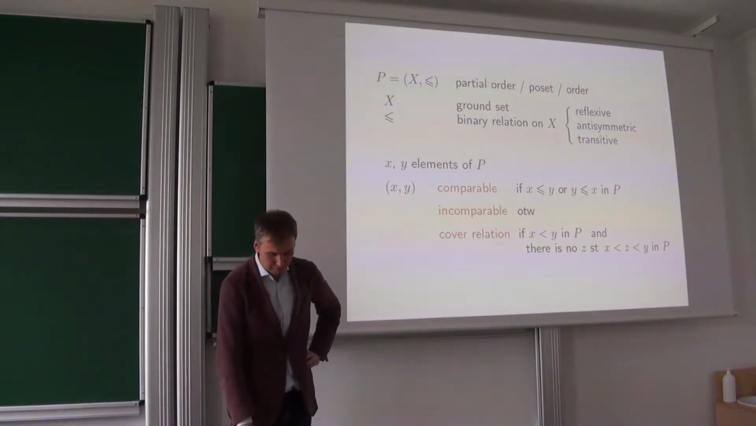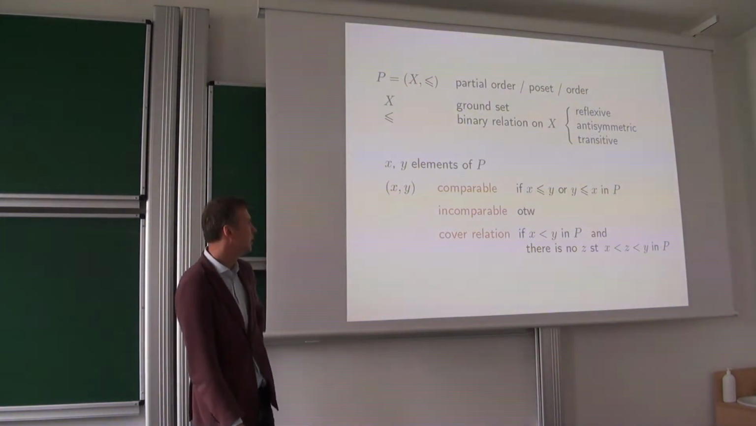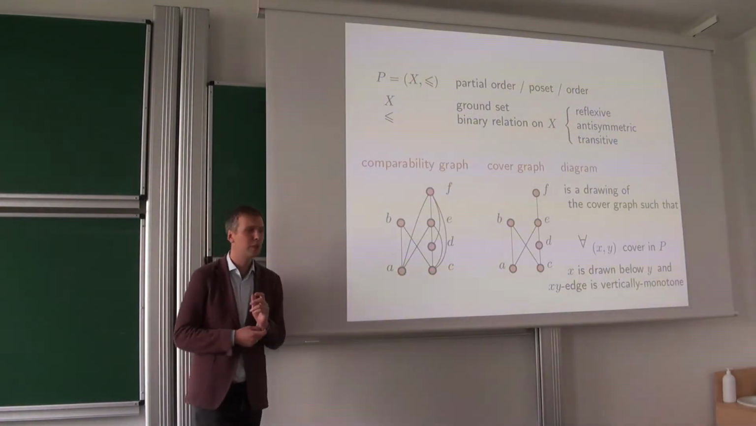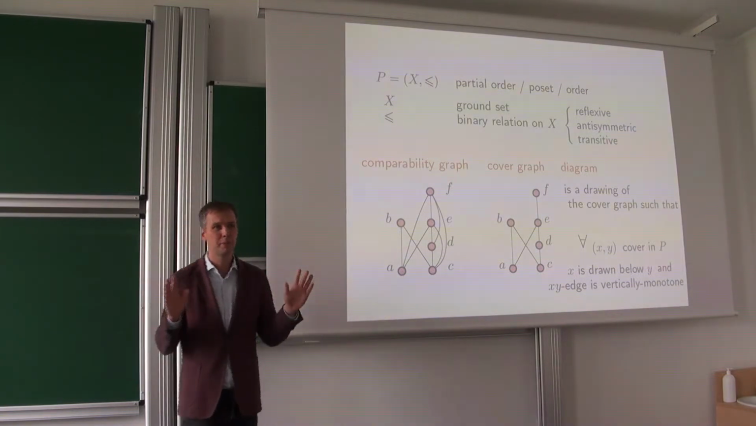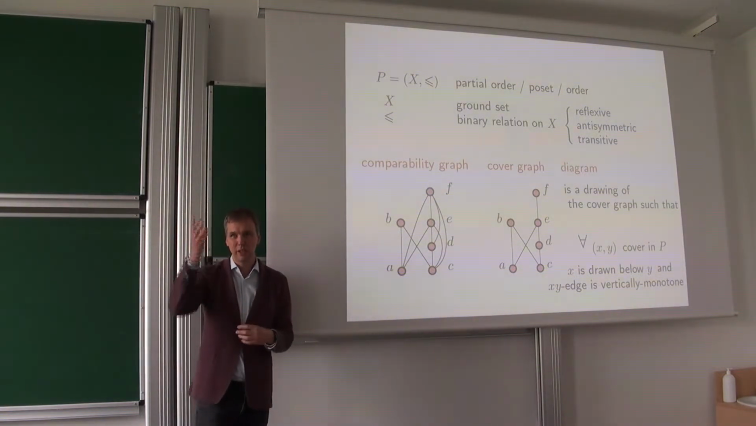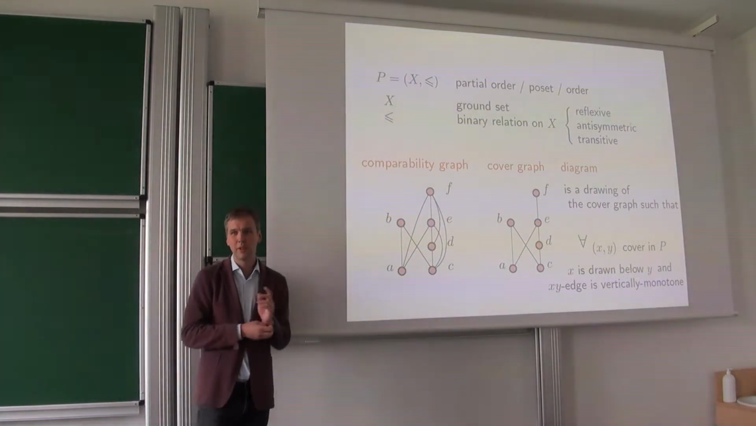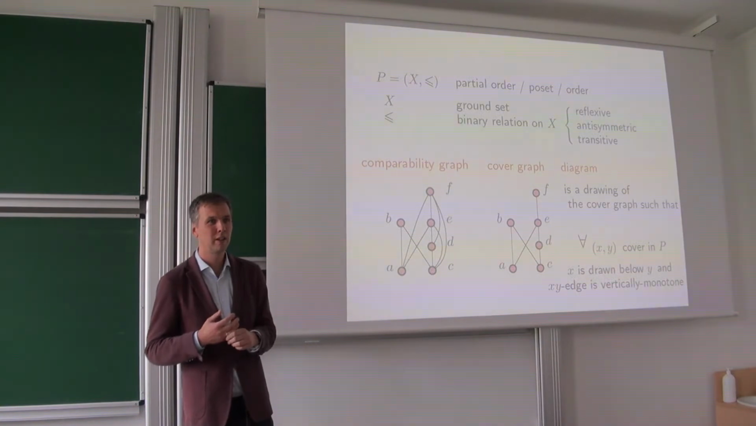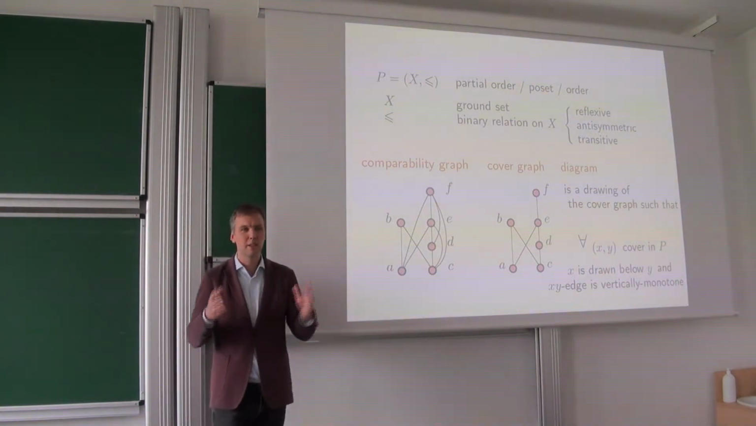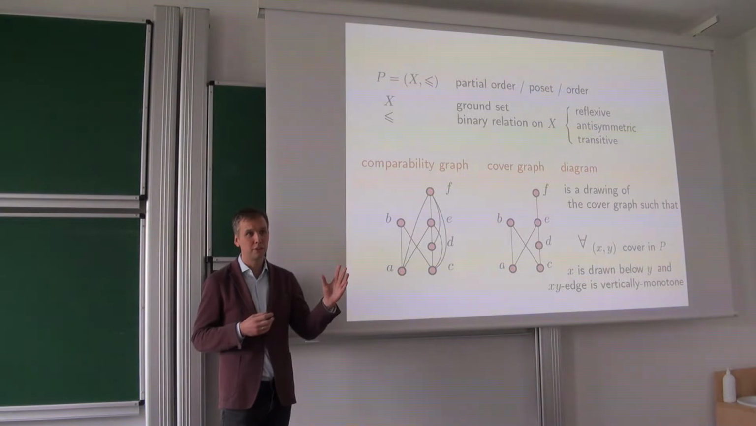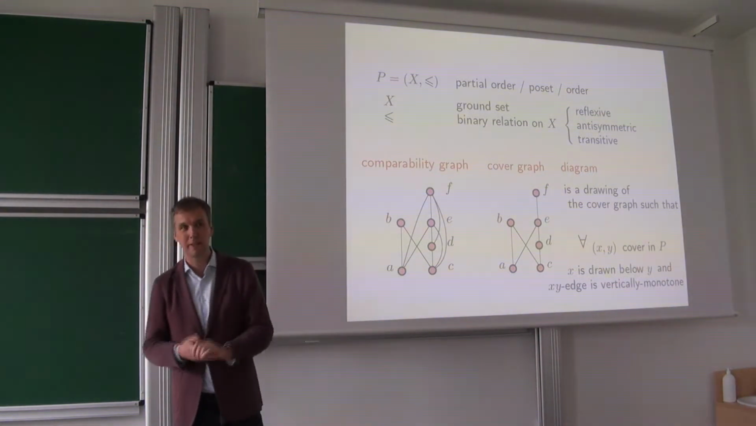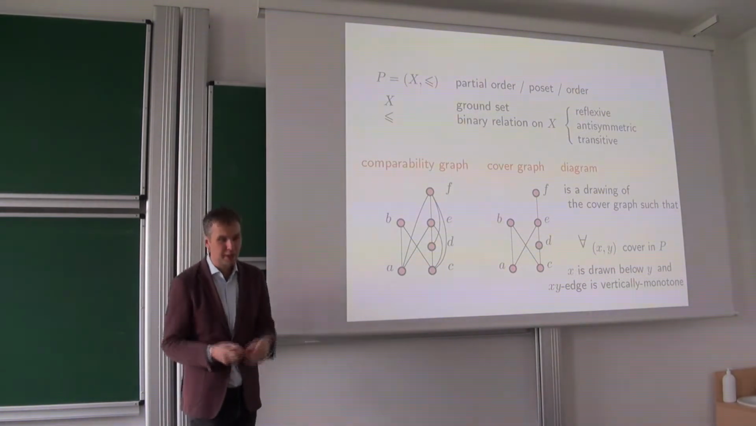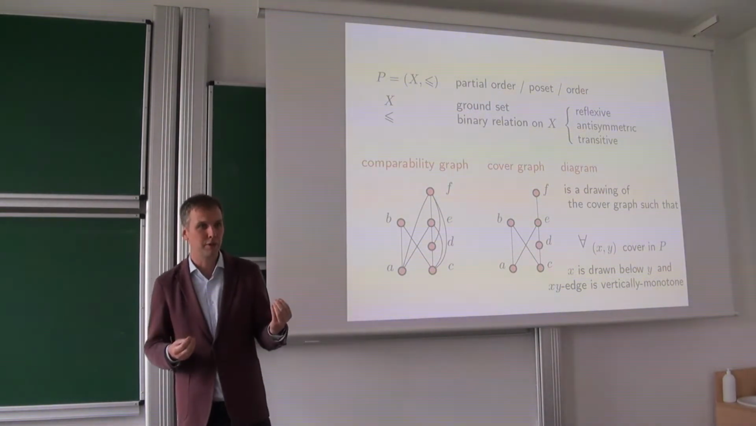Based on these relations, you can draw graphs. You can draw a comparability graph, which usually is a big mess, because as long as you have a long chain, it gives you a clique in the comparability graph. So if we want to see the structure and say that some drawing is nice, we usually just draw the cover edges, claiming that the others you can induce by transitivity. And the diagram itself is a very special drawing of the cover graph.